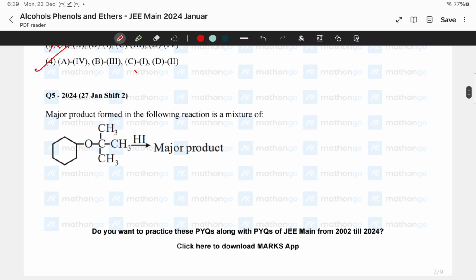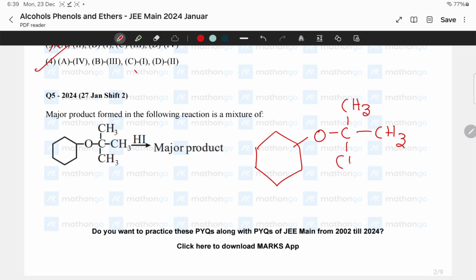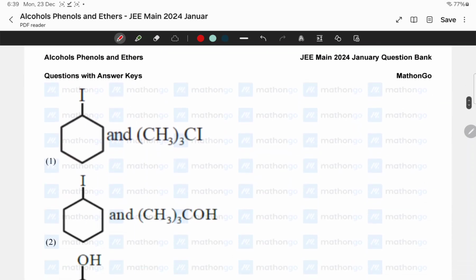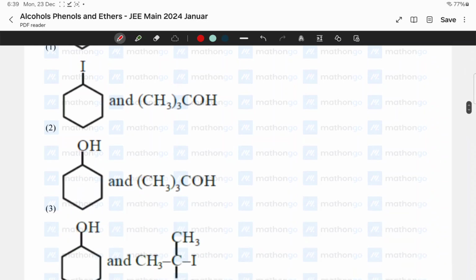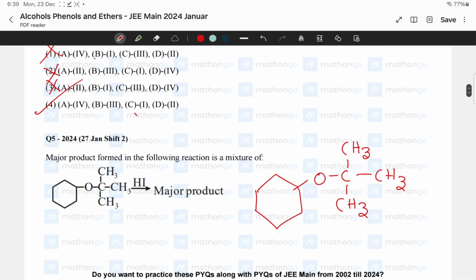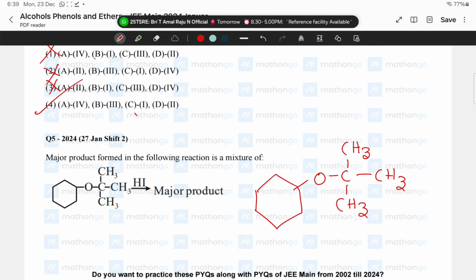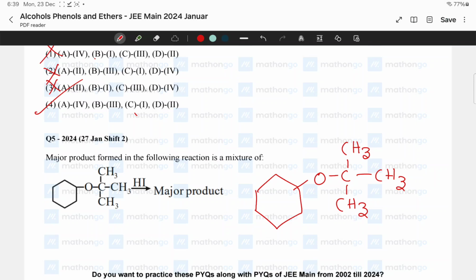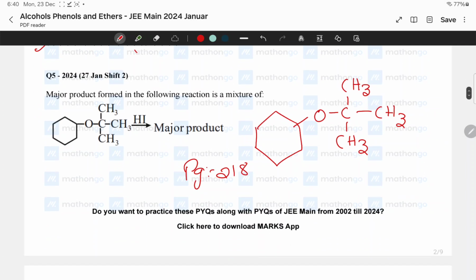Now the next one is question number 5. Major product formed in the following reaction. Some alcohol will be obtained, right? This thing is really confusing for everyone. It is given in your NCERT textbook, chemical reactions, cleavage of C-O bond in ethers. A mechanism is given on page number 218 of your textbook. Everyone, please read through the mechanism. I will also write the mechanism.